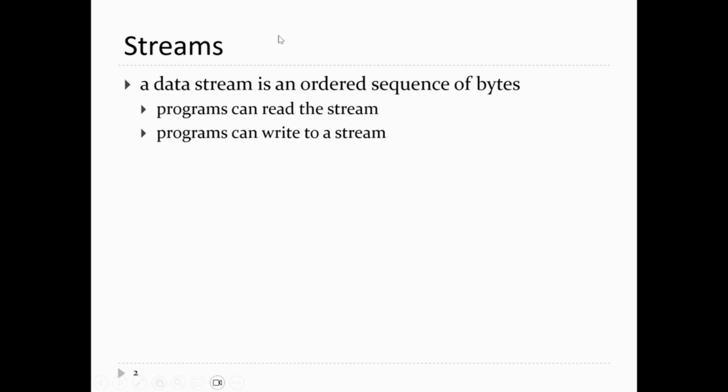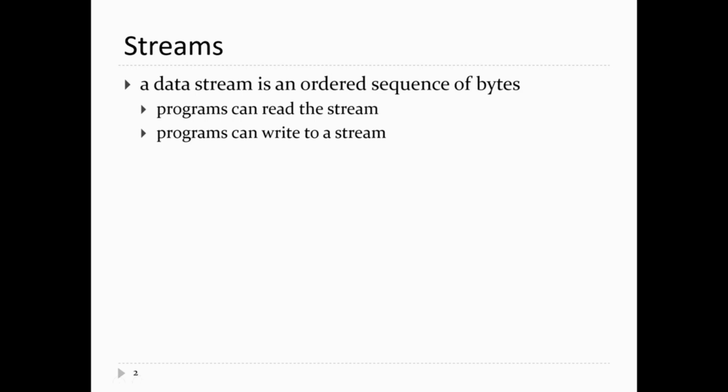So what is a stream? A stream is just an ordered sequence of bytes. Byte 0, then byte 1, then byte 2, then byte 3, then byte 4. It doesn't matter what a byte is. A byte is some number of binary bits, so you can think of it as just being 8 bits. It's just a sequence of 8-bit chunks of data.